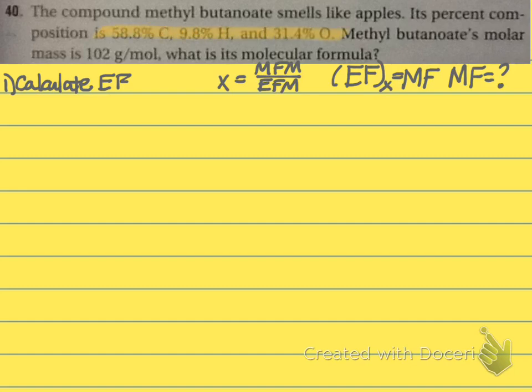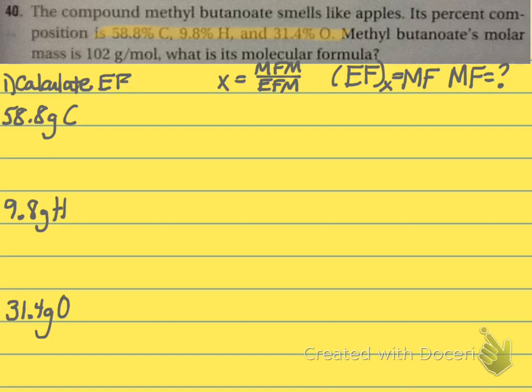Remember, there are 4 steps to doing this. Step number 1 is we're going to assume we have 100 grams of our compound. The reason we do that is because now our percentages become masses. So in that case, we have 58.8 grams of carbon, 9.8 grams of hydrogen, and 31.4 grams of oxygen.